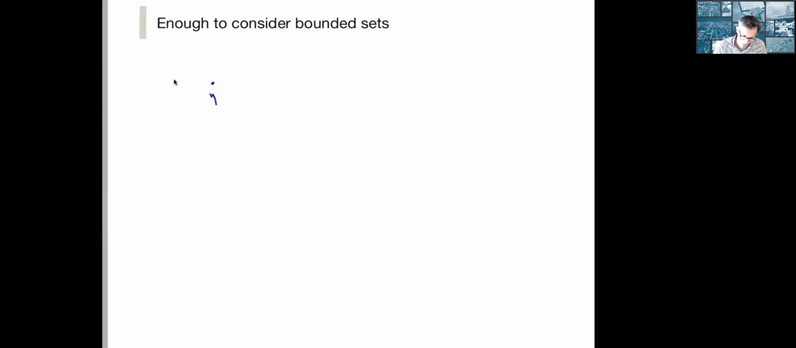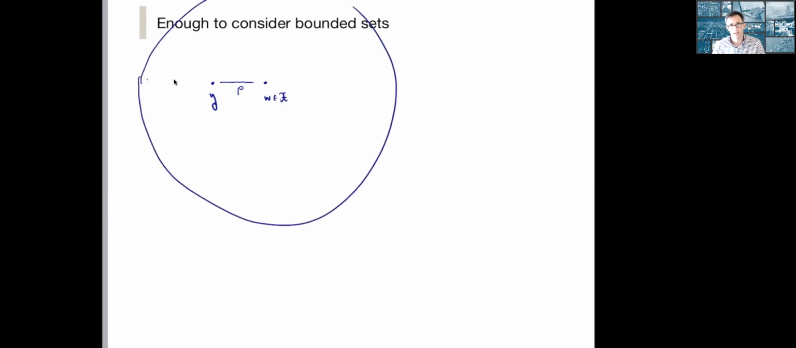So here's my point y that's not in x. Because x is not empty, we're guaranteed that it has some point w in x. I don't know what it is. I don't know if it's the closest point or not. And now let's look at the ball whose radius is, I'll use rho for radius. Let's look at the ball at least twice as big as that radius around w. Let's call this b of 2 rho.